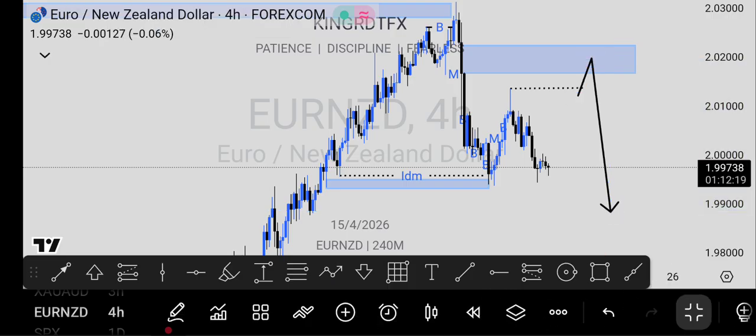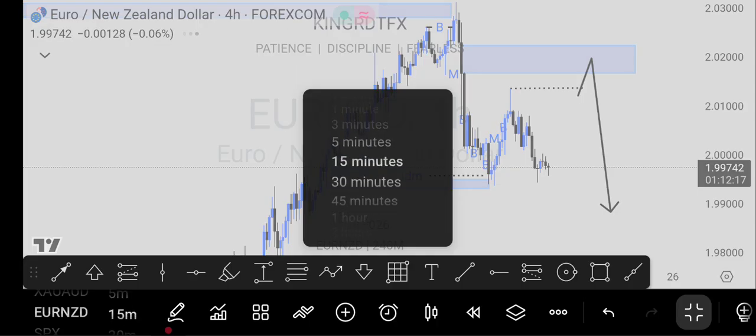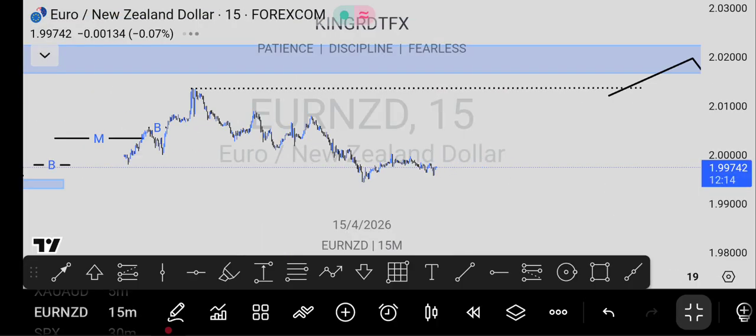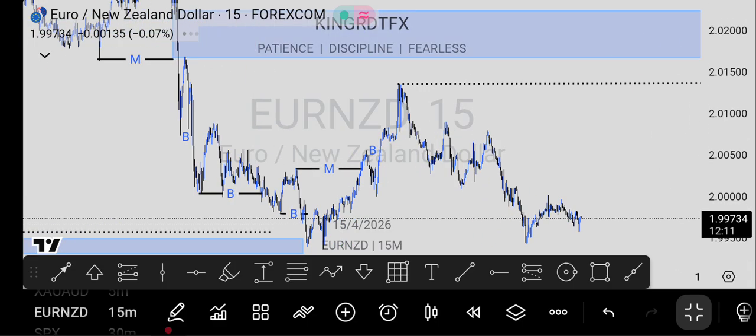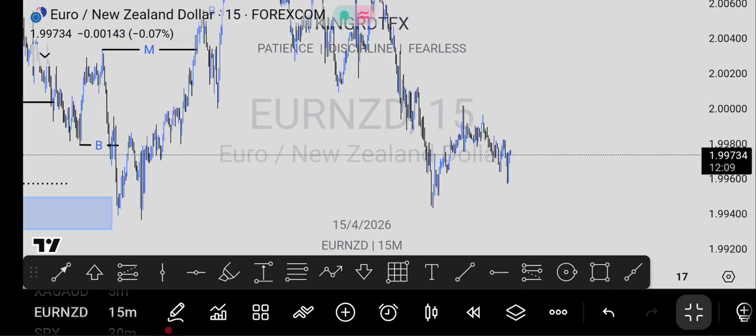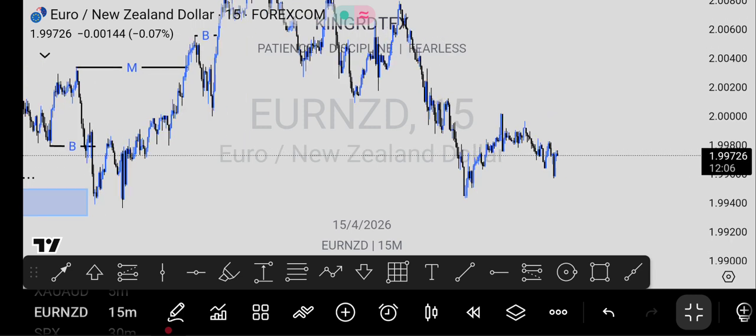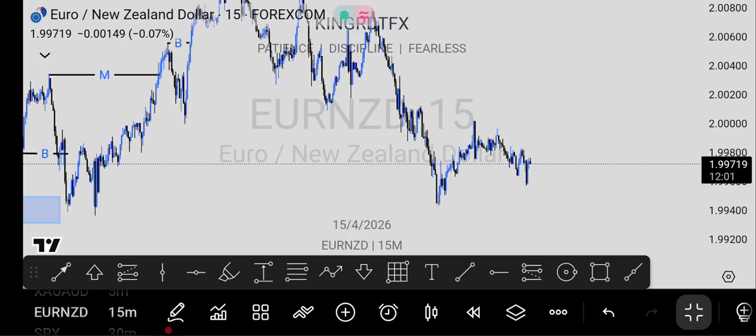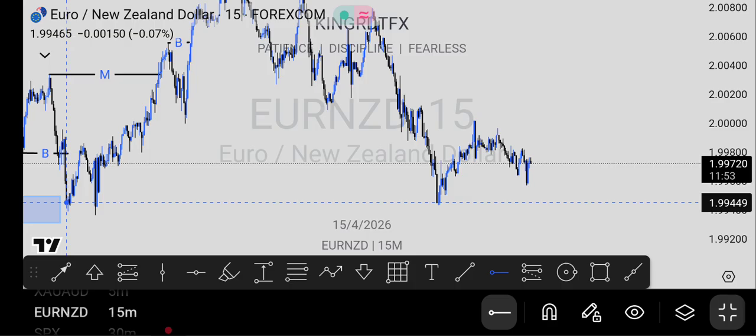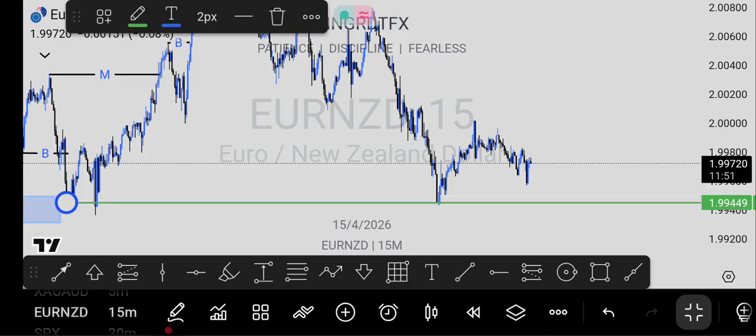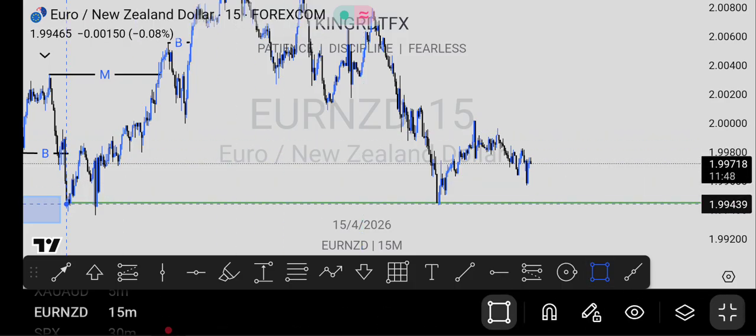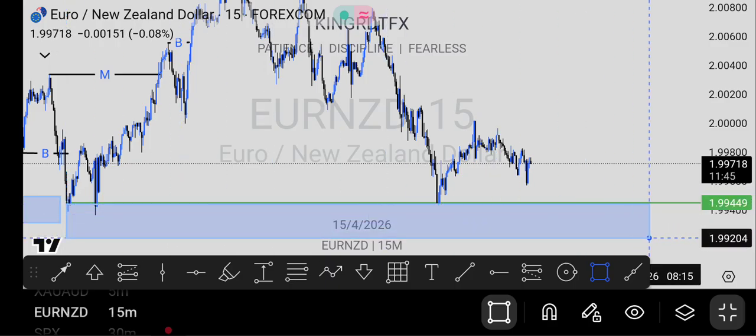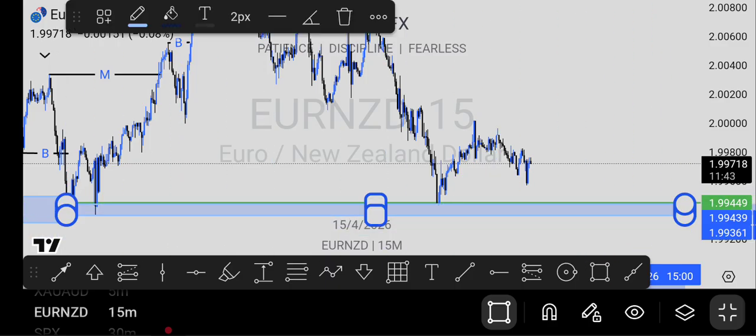now going back to our 15 minutes. Okay, this is where price reacted, right? Yeah, price reacted from here, right? Good.